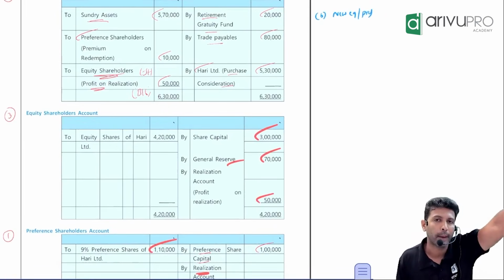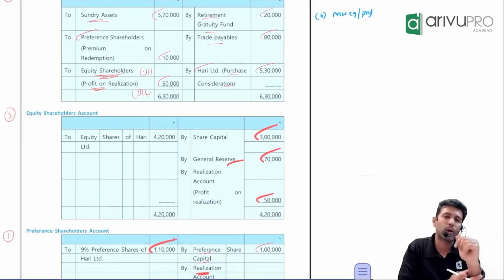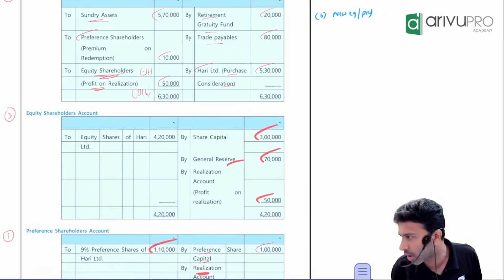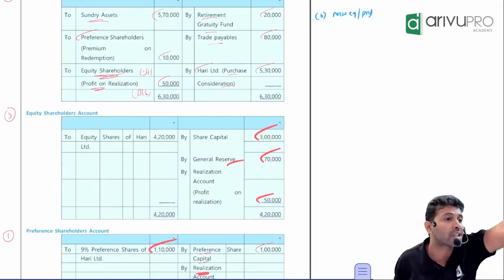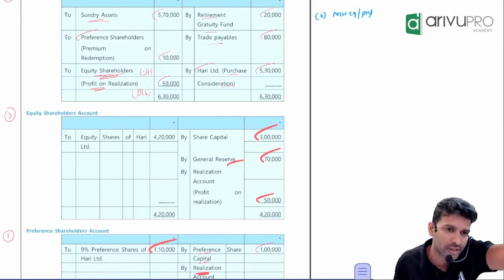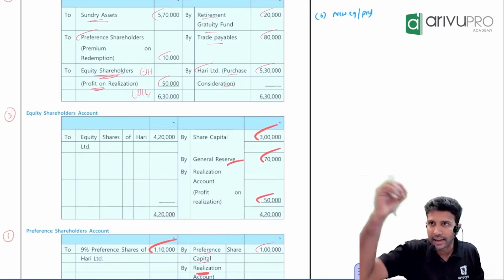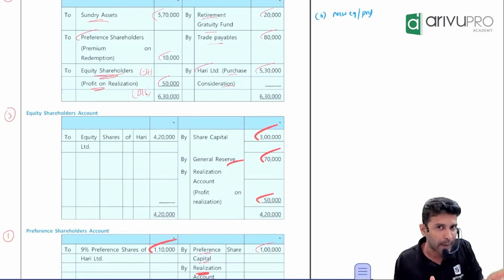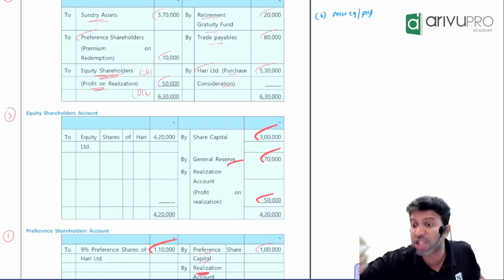Fifth one. PC. If you pay cash to the equity shareholders, what is the entry? Equity shareholders to cash. Did we give them cash or new equity shares? So what is the entry? Equity. Don't write equity share capital. It is capital for the company issuing it.